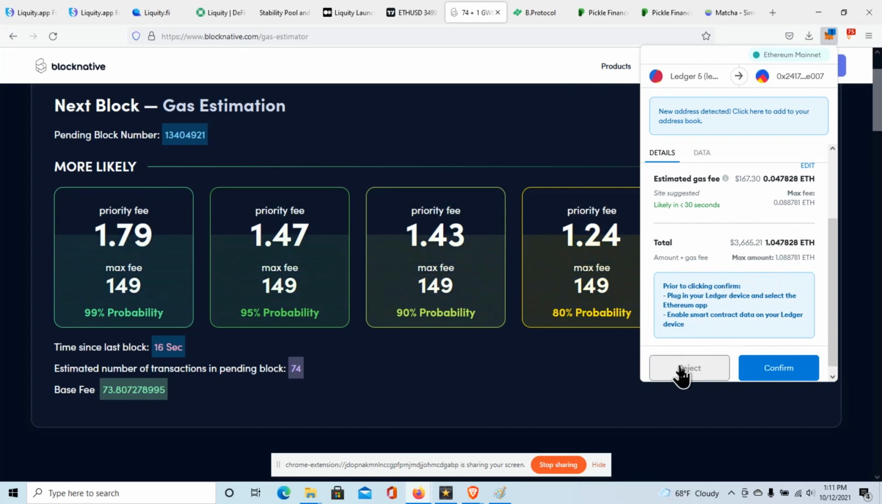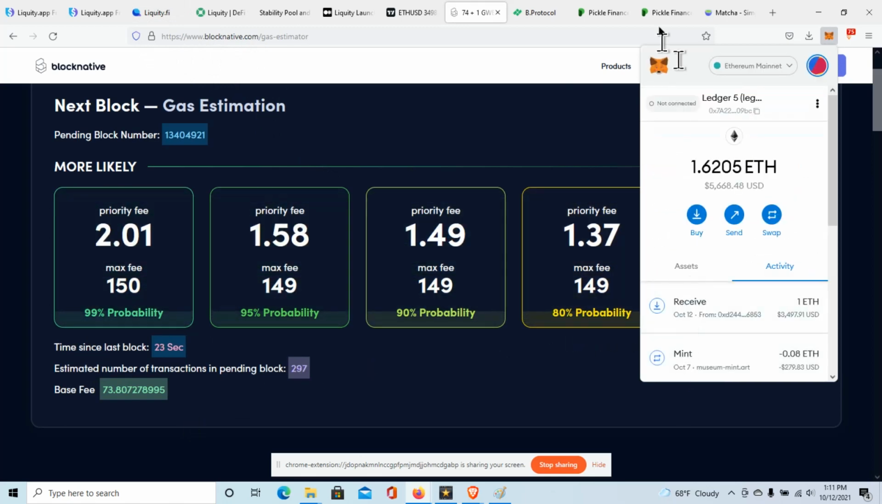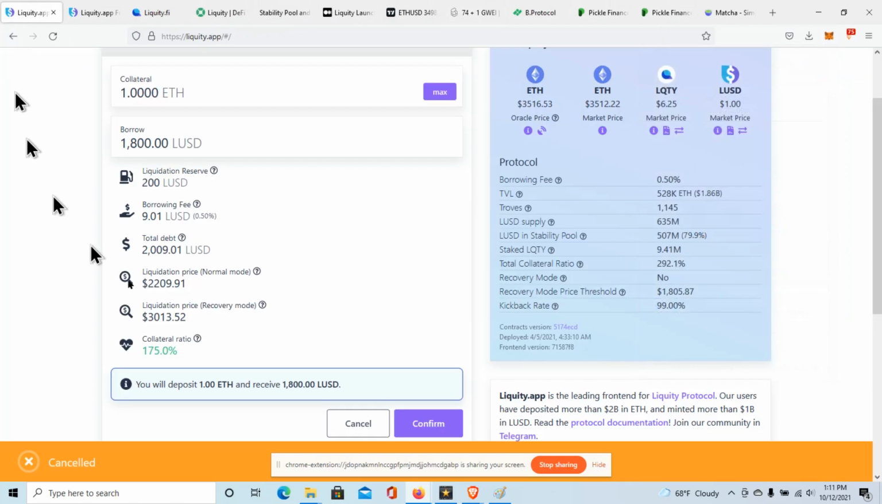Just a little tip. So I don't want to do this transaction. I highly recommend Block Native to keep track of the base fee. I'm not going to do this transaction. I'm going to reject it. We're going to go back to the Liquity app.